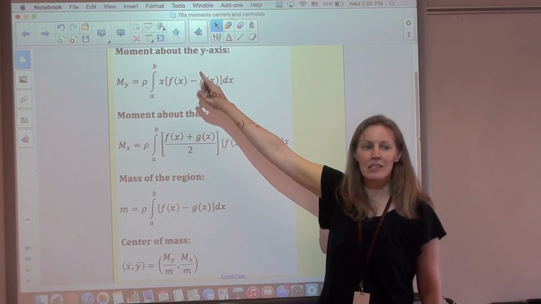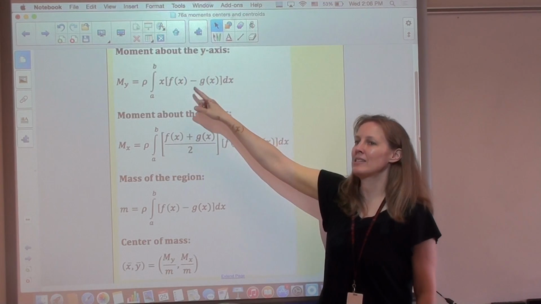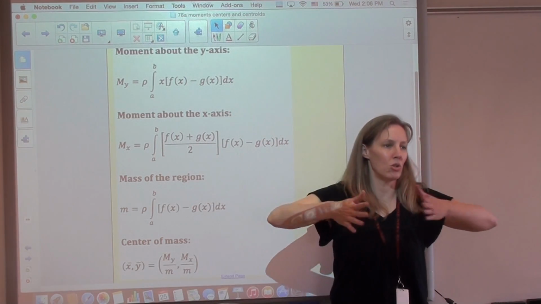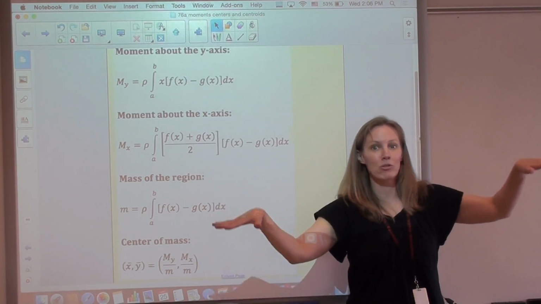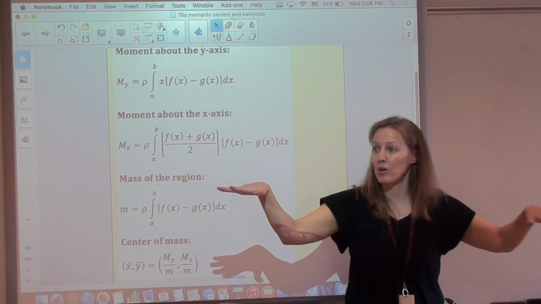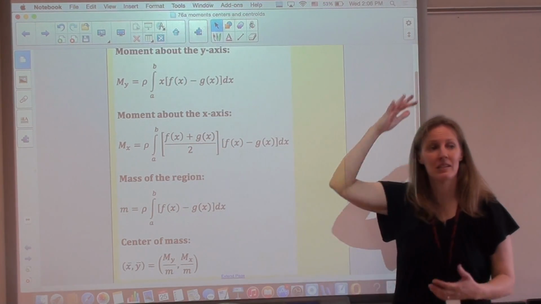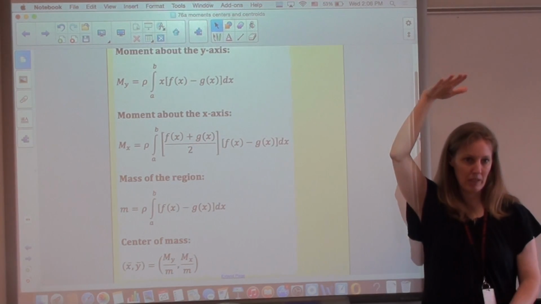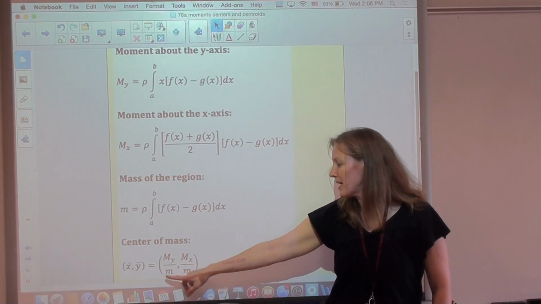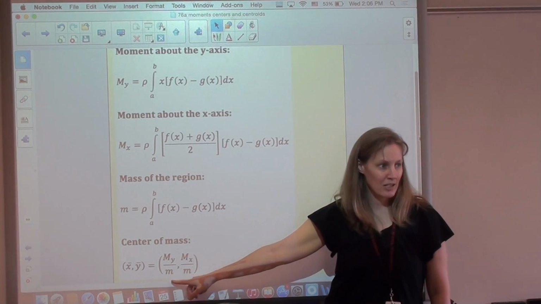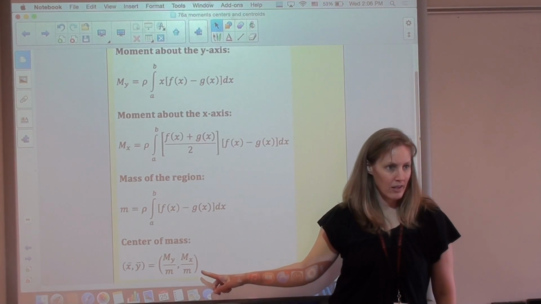By the way, this can be confusing. Listen up. The moment about the y-axis is a horizontal moment. If you think of the y-axis, it's the balance about the y-axis, so it's that horizontal moment. The moment about the x-axis is a vertical moment. People get confused when you find your center of mass: it's m sub y over m that's your x value, and m sub x over m, that's your y value.